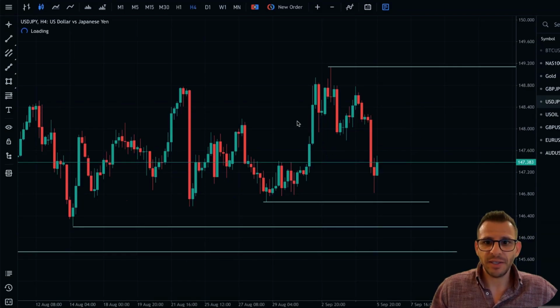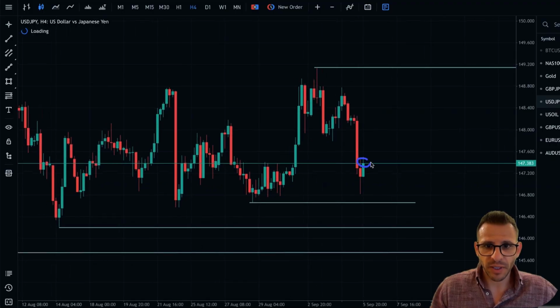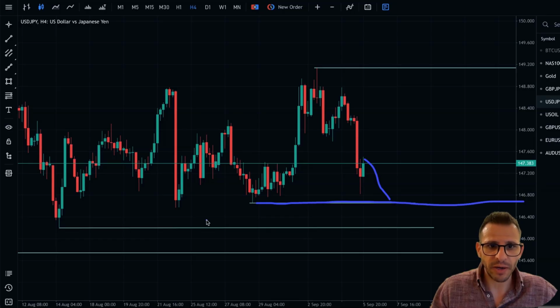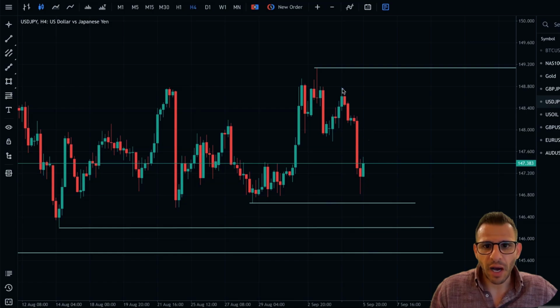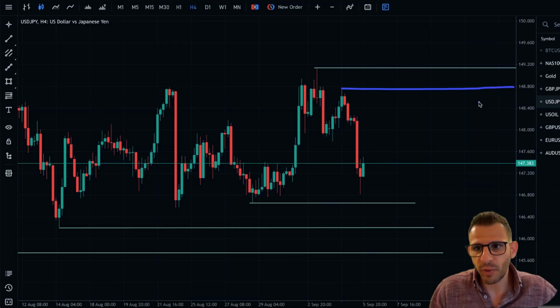This is the USD JPY. Currently the price is here. There is a fair value gap created last Friday during the non-farm payroll report due to the weakness of the US dollar. If the price continues moving downwards, the first support becomes this one here. If the price closes below the support and moves further down, there are other two supports here to use as potential areas. The key levels of resistance are first this one here, 148.8 and 149.2.